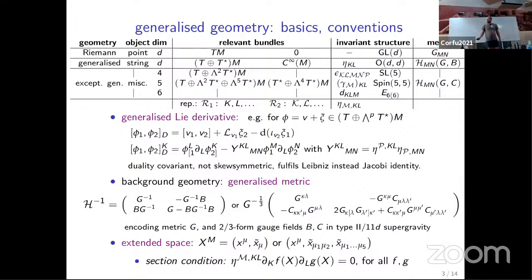Okay, and this constraint, which reduces us from these 2D dimensions, or the dimension of R1, back to the D physical dimensions, is called the section condition. It is given in terms of this invariant structure. And just as a side comment, in this talk I will totally focus on the so-called M-theory section. So this will be a reduction of these 10 coordinates, for example for SL5, to 4 coordinates, which will be physical if we solve this constraint. Okay, so this is the normal setup.